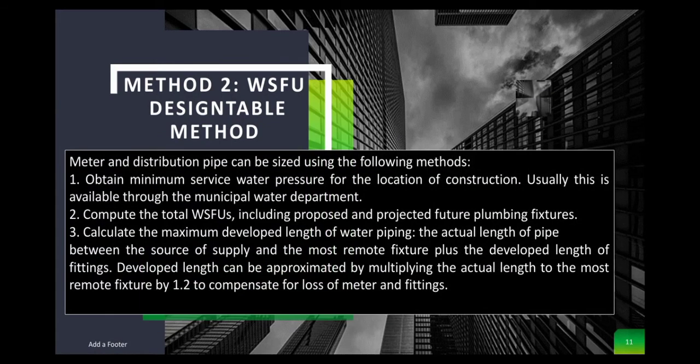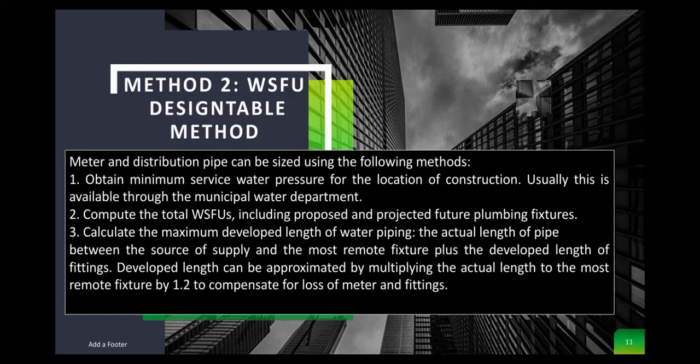The second method is the WSFU design table method, and WSFU stands for water supply fixture unit. To do this method, we have to follow the following steps. First is to obtain the minimum service water pressure for the location of construction. Usually, this is available through the municipal water department. And then next, compute the total WSFUs, including proposed and projected future plumbing fixtures.